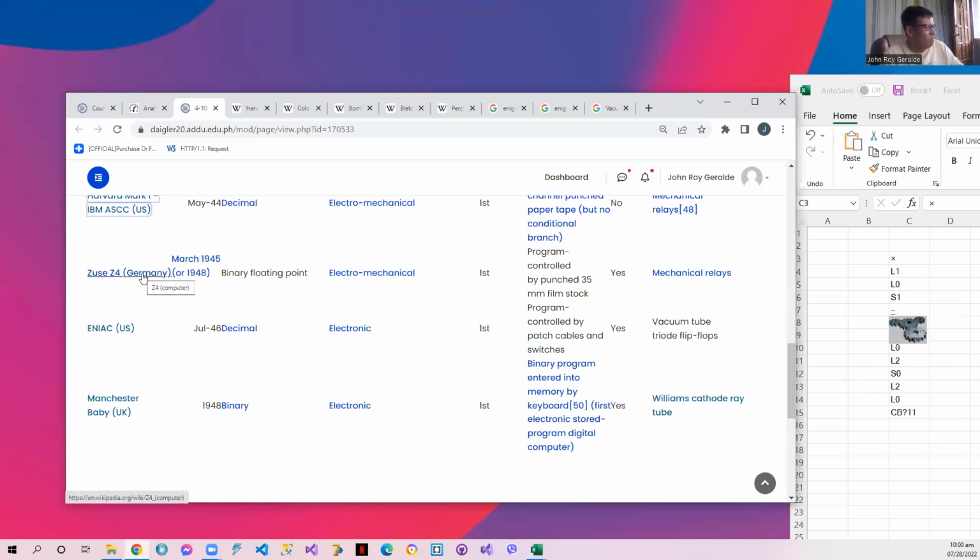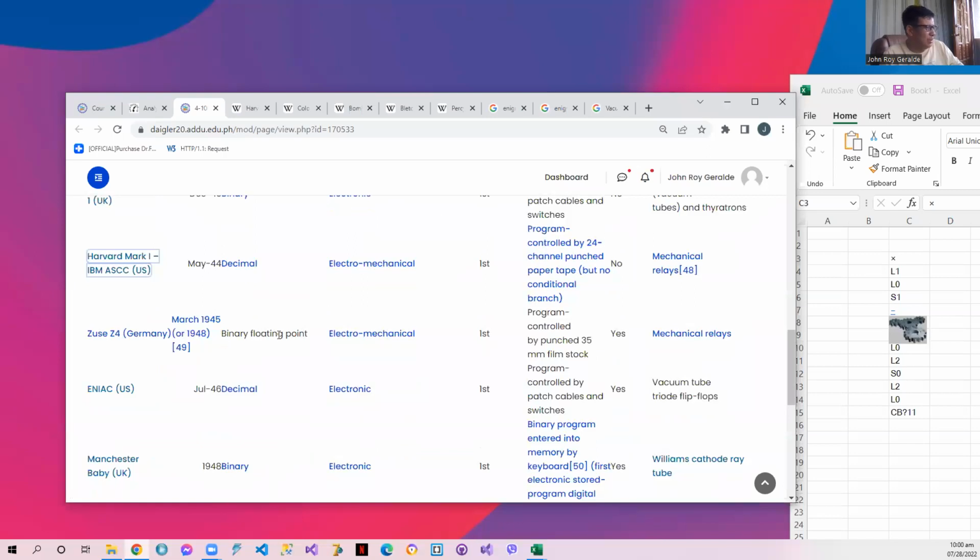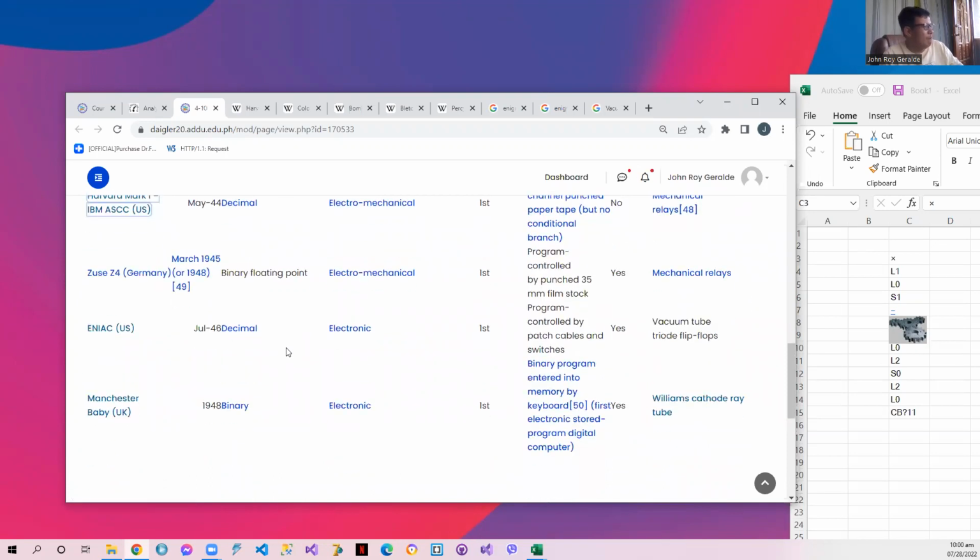Z4, in 1948, was a binary floating point machine, no longer fixed point. Electromechanical, it's a first generation computer, never used in the US. It uses mechanical relays for its memory.